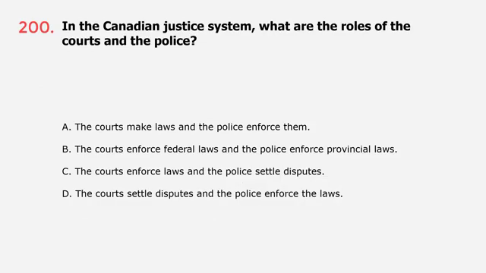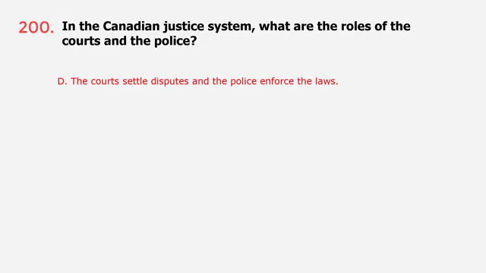Question 200. In the Canadian justice system, what are the roles of the courts and the police? A. The courts make laws and the police enforce them. B. The courts enforce federal laws and the police enforce provincial laws. C. The courts enforce laws and the police settle disputes. D. The courts settle disputes and the police enforce the laws. The answer is D. The courts settle disputes and the police enforce the laws.